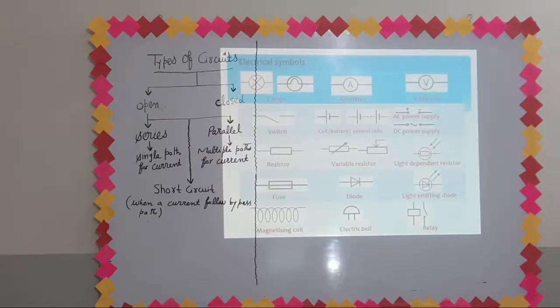Habib Niazi with O-level physics. Today's topic of discussion is electrical symbols and electrical circuits. Yesterday we discussed ammeter, voltmeter, and galvanometer. Today's topic of discussion is electrical symbols and electrical circuits.